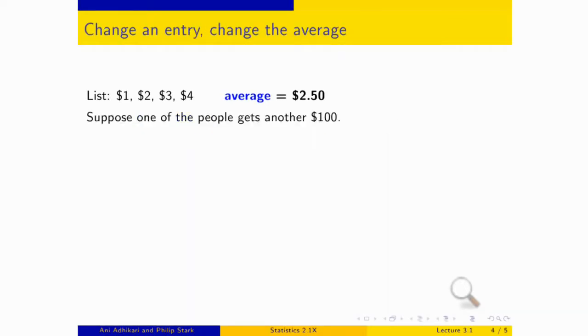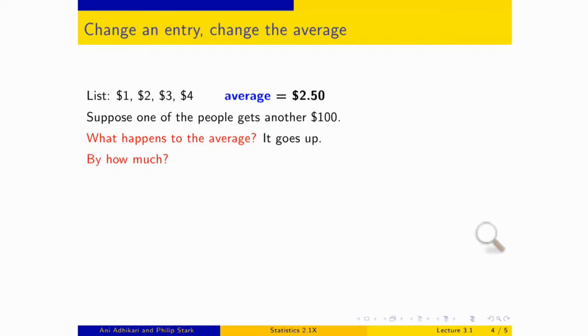So for example, let's go back to our list, $1, $2, $3, $4 with an average of $2.50, and suppose one of the people strikes it rich. One of the people gets another $100. And no, I'm not going to tell you which one it was. Then what happens to the average? Well, yes, exactly, you're right. It goes up. Next question. Yep, by how much?